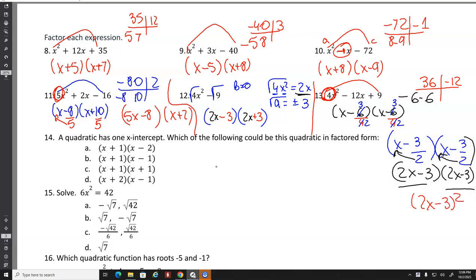Okay? Question 14, a quadratic has one intercept. Which of the following could be this quadratic in factor form? So the correct answer is going to be C. Why? Because I have the same signs. I got two of the same factors.